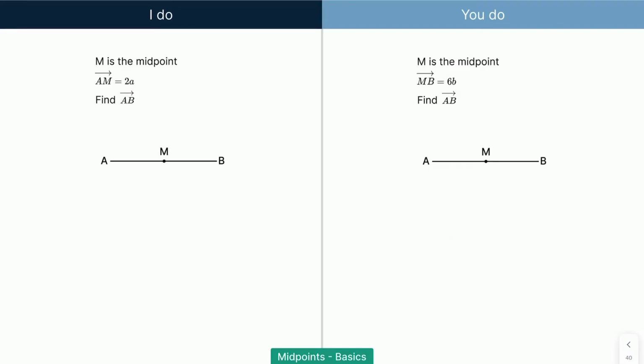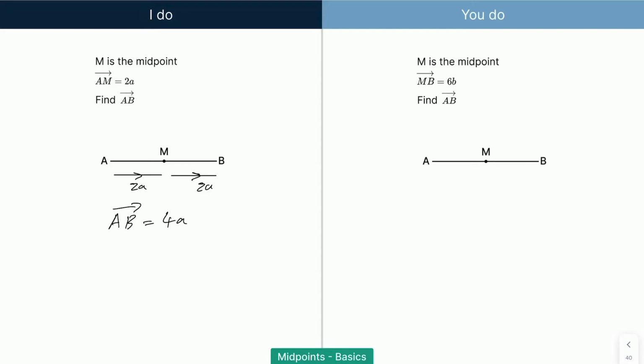And now we have A to M. It's worth reading the question carefully here. They've told us A to M is 2A. We know M is a midpoint, the question tells us that, so this other half must be the same because it's midway through. It's saying find AB. Well, if half of it is 2A, then the full bit must be 4A.